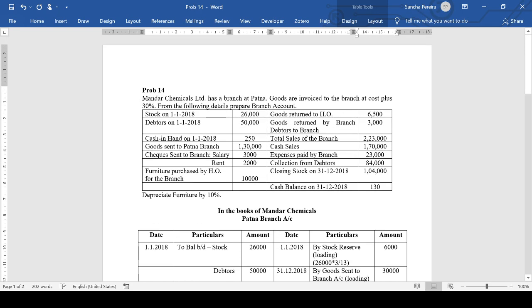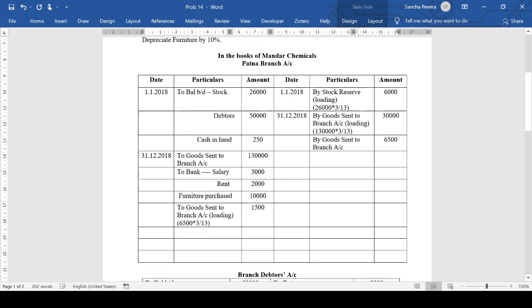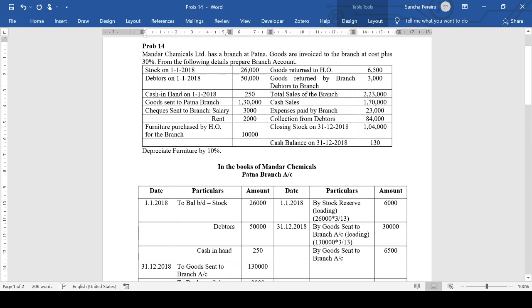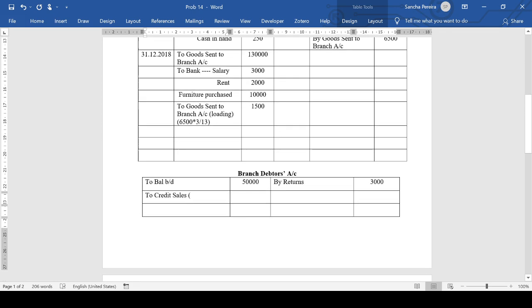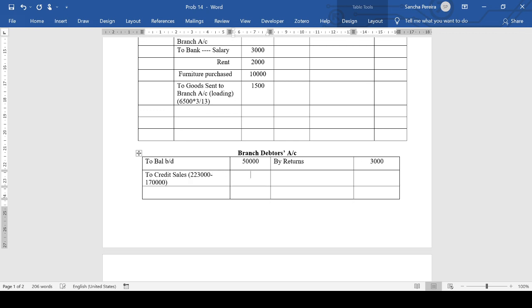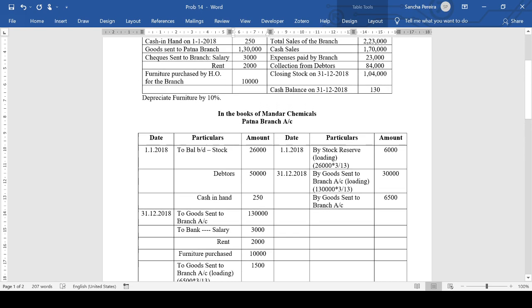Total sales of the branch, we know the cash sales and the total sales. That will help us calculate the credit sales. To credit sales, the total sales are 2,23,000 minus 1,70,000. That comes to 53,000.